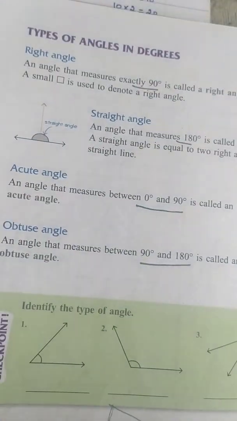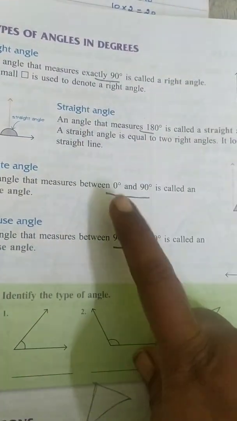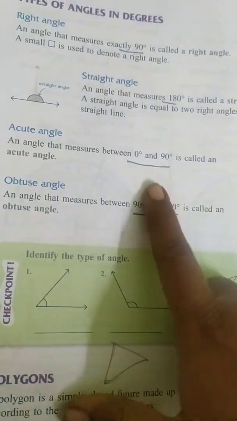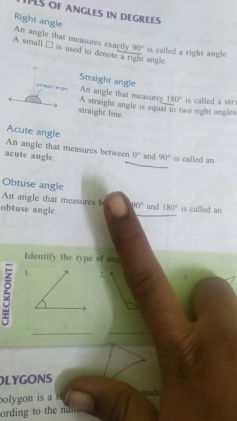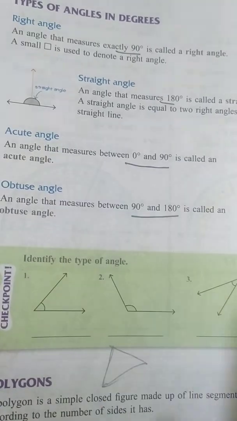So types of angles: exactly 90 is a right angle, 180 is a straight angle. Acute angle means 0 to 90. If it is given, it is acute. Greater than 90 and less than 180, it is an obtuse angle.